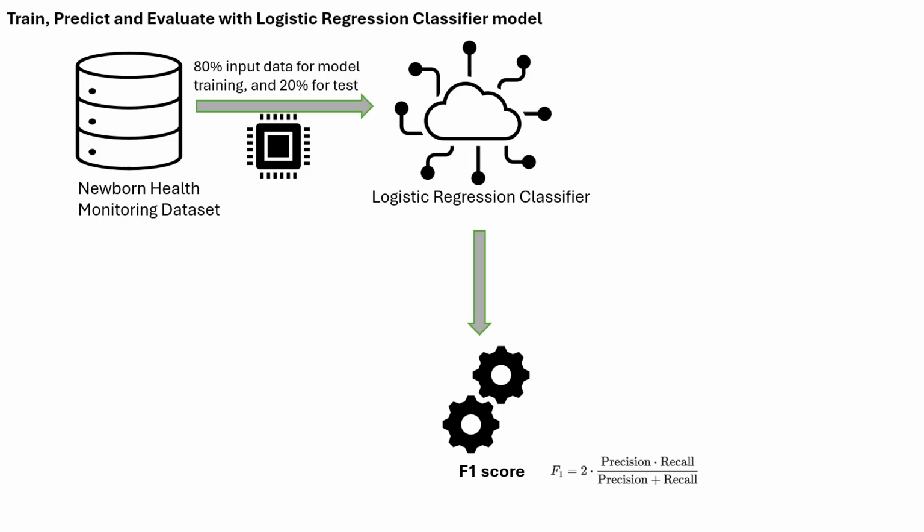Once the dataset is ready, we split it into 80% for training and 20% for testing. The logistic regression model is trained on the training set, where it learns relationships between the input features and health outcomes. After training, the model generates predictions on the test set. We then evaluate its performance using the F1 score, which balances precision and recall. This evaluation method is especially important when class distribution is uneven, ensuring a fair measure of performance across all categories.